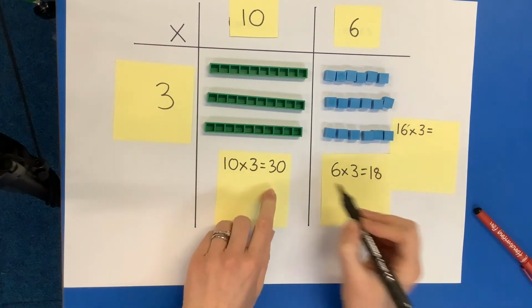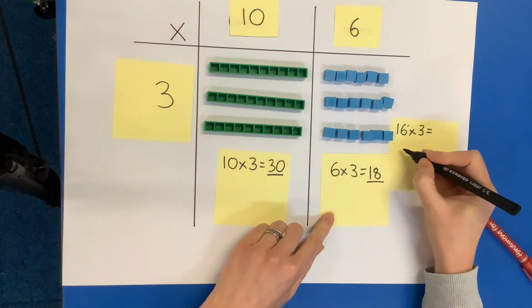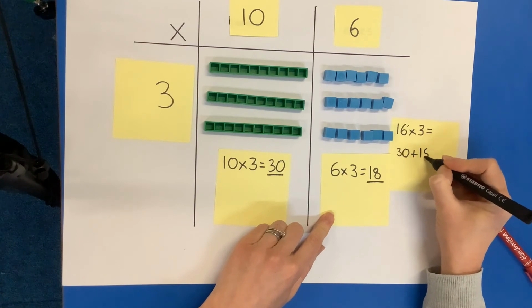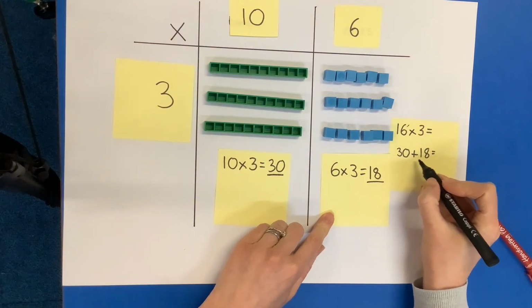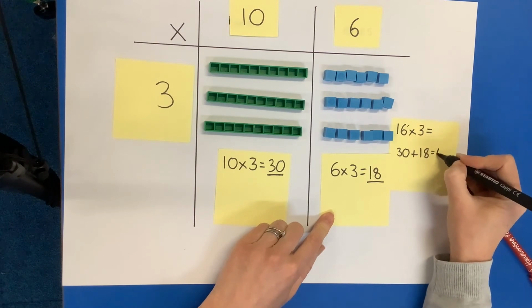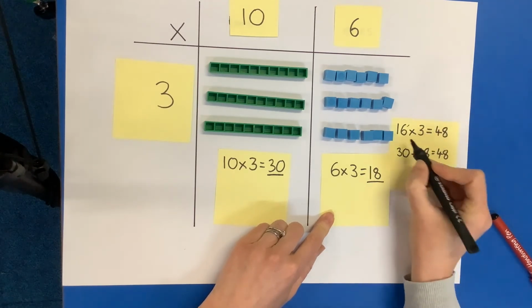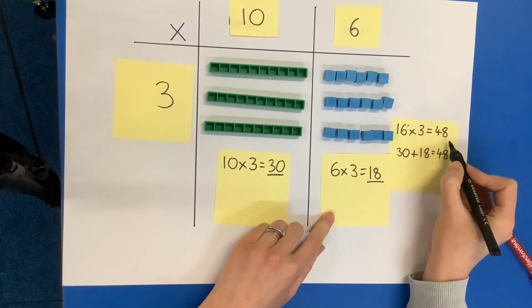So now, as you know, I've got my 30 and I've got my 18, and I need to add those together to find my final answer. And again, because I've timesed by 10, that's nice and easy. 30 add 18. 30 add the 10 is 40. 0 plus 8 is 8. So my final answer is 48. And I'll put that back up here. So 16 times by 3 is 48.